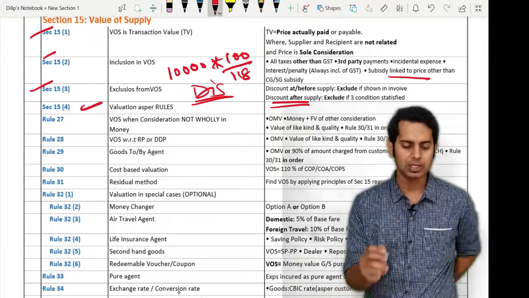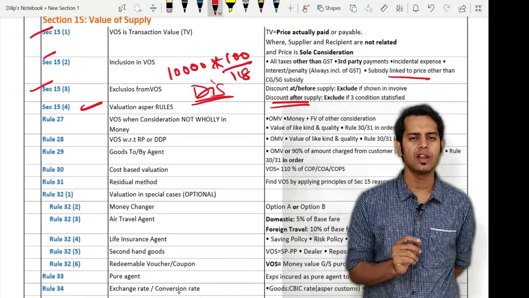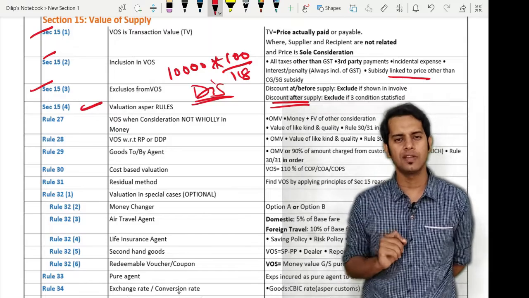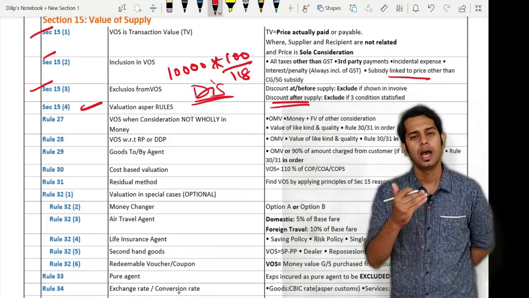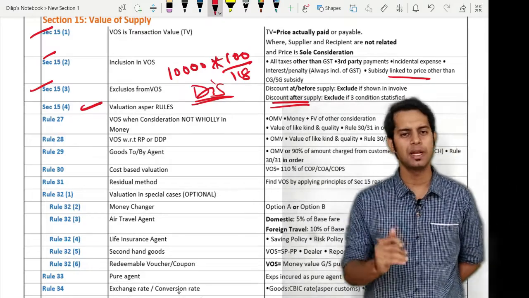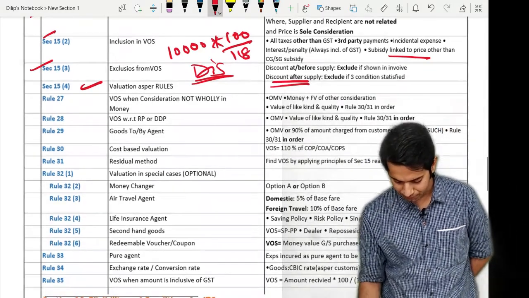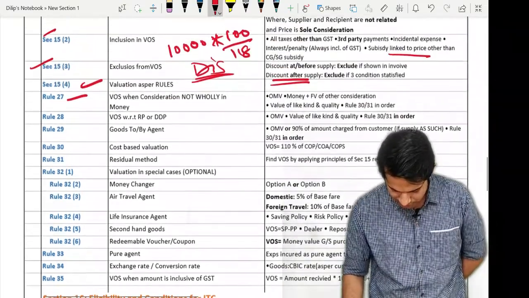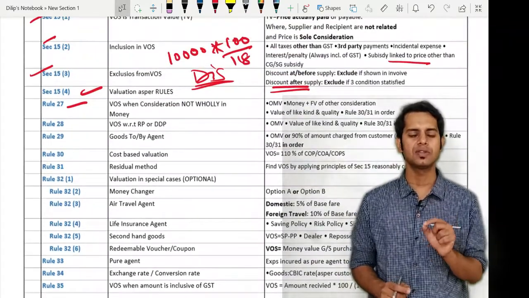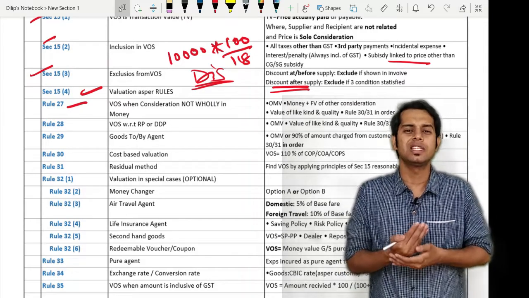Then section 15 subsection 4 says that if you are not able to find value of supply as per section 15, then please find the value of supply as per rules. Section 15 subsection 5 is also there, which talks about value of supply in some cases being determined by government. Rules. Section 15 subsection 5 talks about rules. Rule number 27 talks about when consideration is not wholly in money.